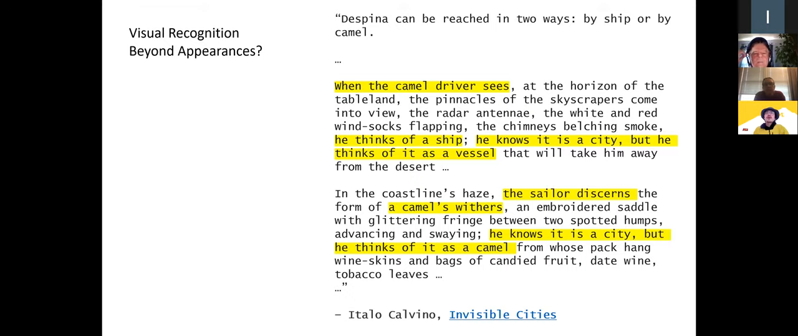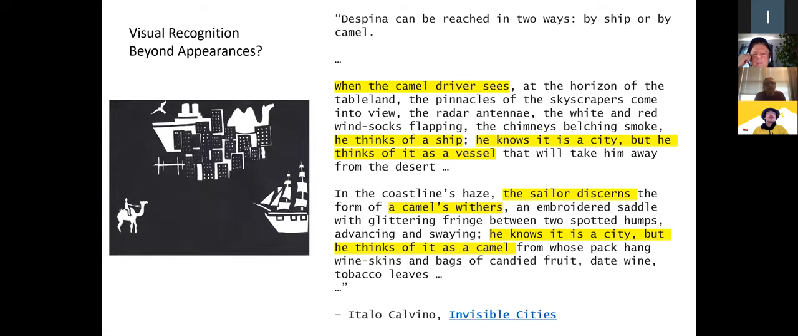And in the book, there is a city called Despina. And Despina is a city lying between the ocean and the desert. And so when he described the city, basically saying when the camel driver sees it, they think of it as a ship. When the sailor discerns the city, the same city, they think of the desert and all the activities in the desert. So the idea behind it also being portrayed by artists is something like that, right?